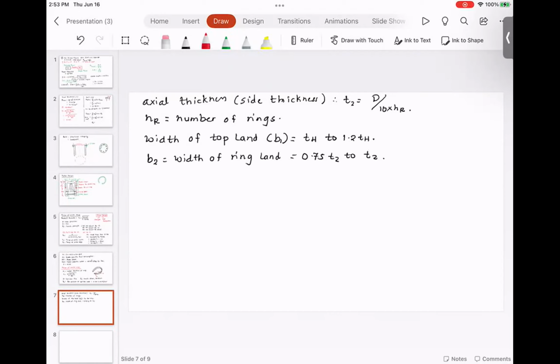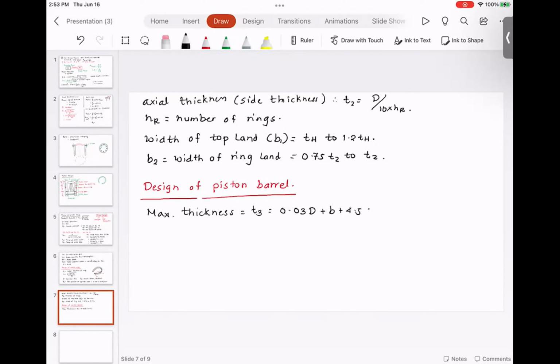Next part is design of piston barrel. Maximum thickness. Next thing is design of piston skirt.